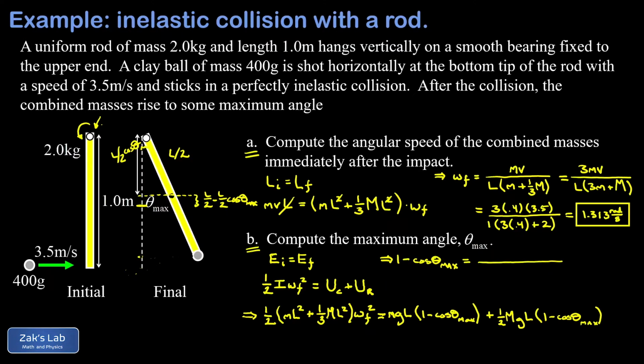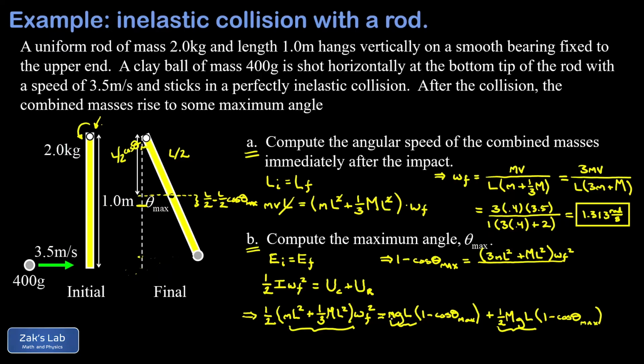I'm going to try to do a lot all at once here. I want to clear out all of these fractions, the 1/2s and 1/3, by multiplying both sides of the equation by 6. This leaves me, on the original left-hand side, which is now our right-hand side, with 3 little m L squared plus big M L squared. That would have had a 1/6 in front of it, but we multiplied both sides of the equation by 6. And that's all multiplied by omega final squared. Then in the previous line on the right-hand side, we have these two terms, little mgL and 1/2 big MgL, added to each other, and the 1 minus cosine theta max part has been factored out.